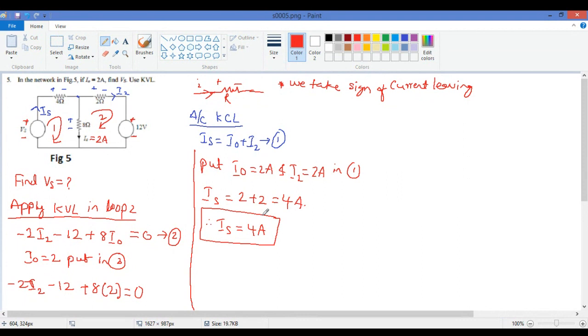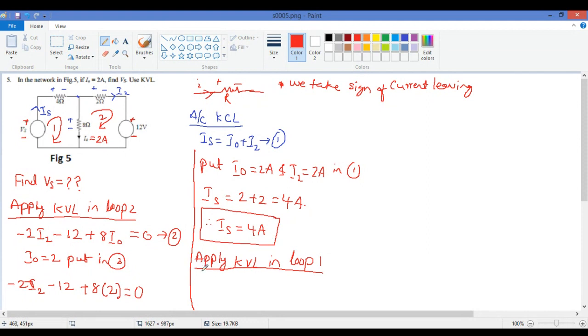After getting Is equal to 4 ampere, actually our goal is to find out Vs. Remember, this is our goal. Now we apply KVL in this loop 1, where all the values are known, so we can easily find out Vs. So now let's write: therefore, apply KVL in loop 1.